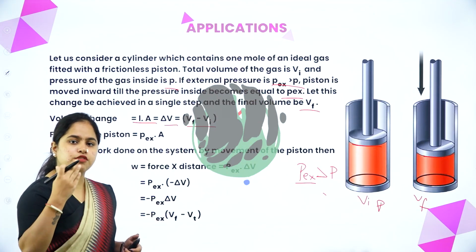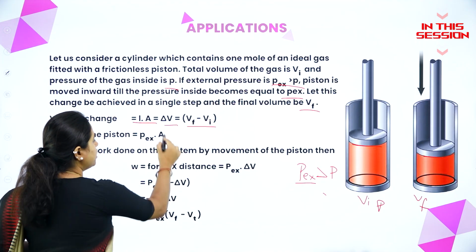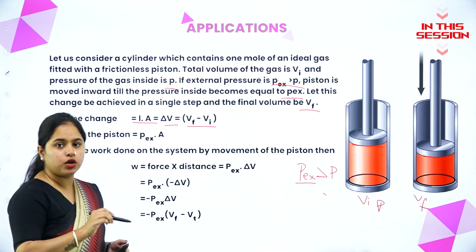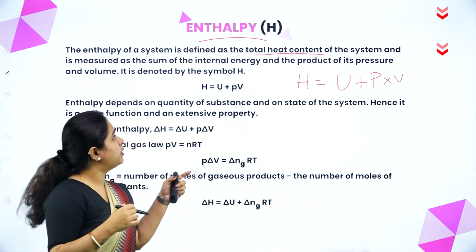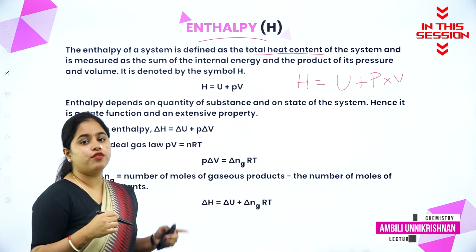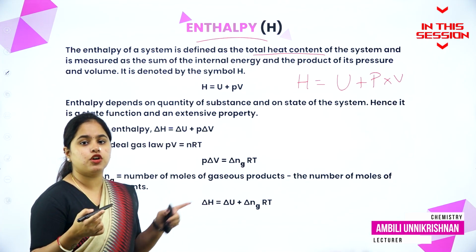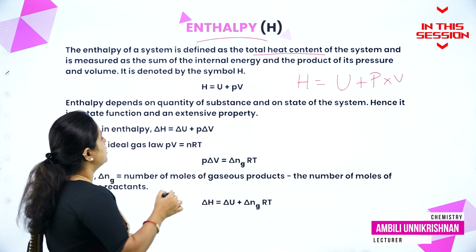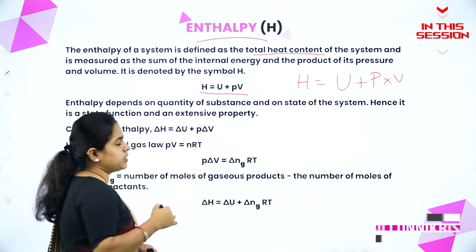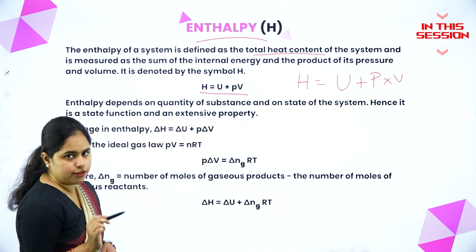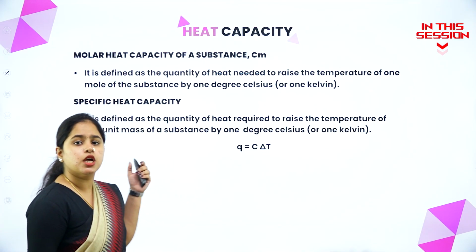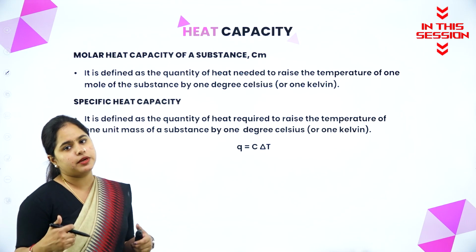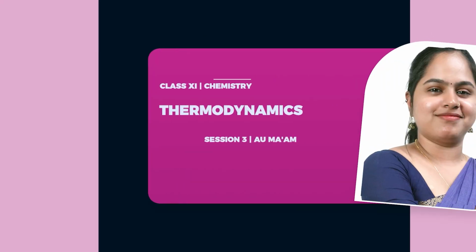So the difference between the final and initial volume will give you the change in volume, which is also equal to length into area. So how do you obtain the enthalpy? It is the sum of internal energy and the product of pressure and volume. So this is the equation: H is equal to U plus PV. Now there are two types of heat capacity we have to study here, that is molar heat capacity and specific heat capacity.